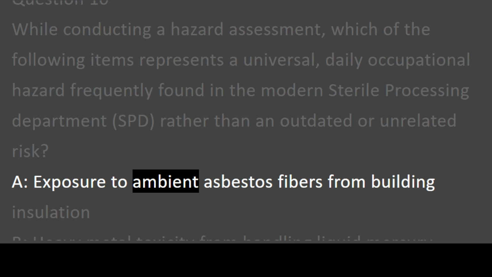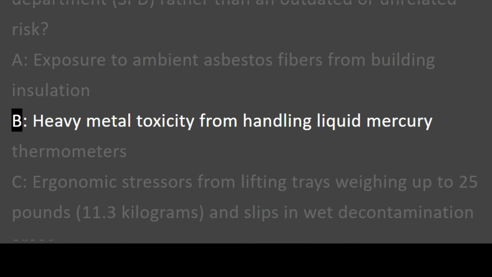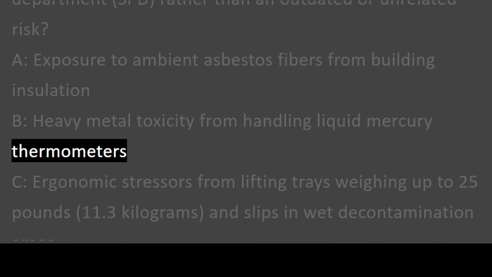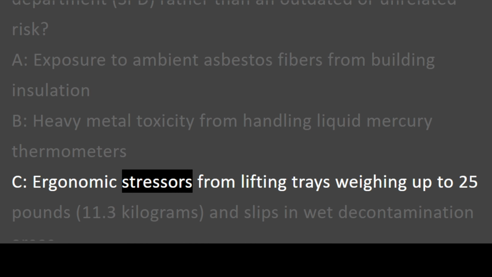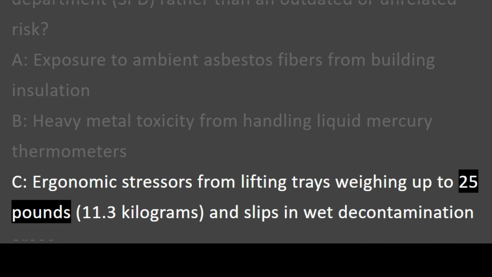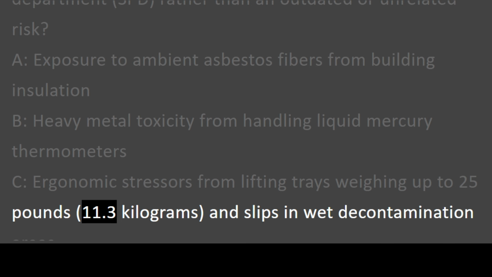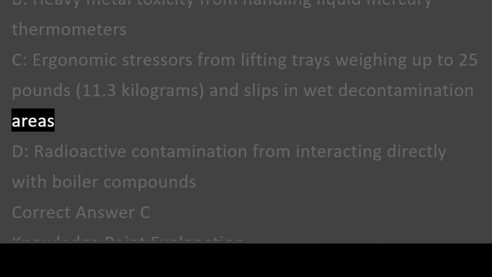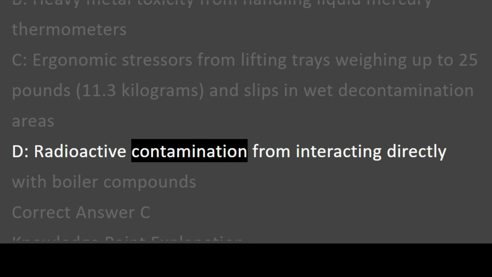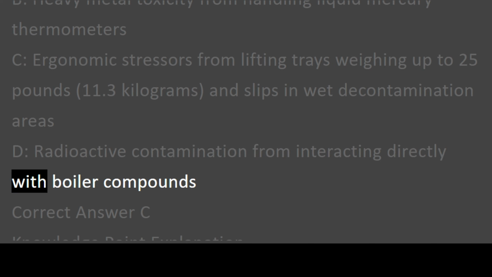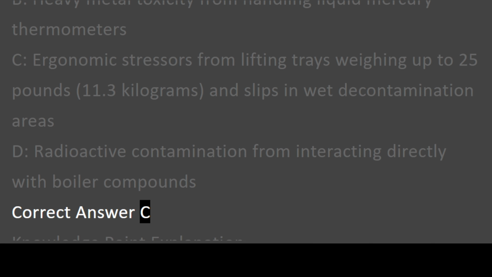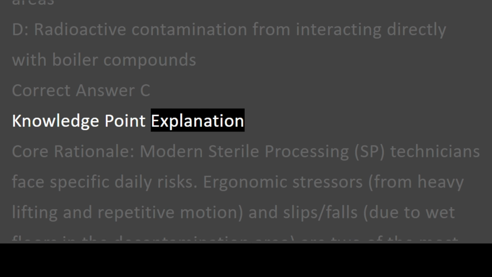A. Exposure to ambient asbestos fibers from building insulation. B. Heavy metal toxicity from handling liquid mercury thermometers. C. Ergonomic stressors from lifting trays weighing up to 25 pounds, 11.3 kilograms, and slips in wet decontamination areas. D. Radioactive contamination from interacting directly with boiler compounds. Correct answer C.